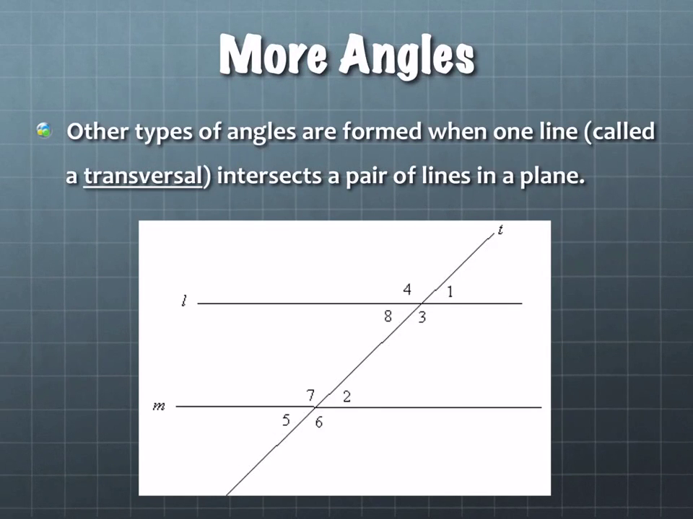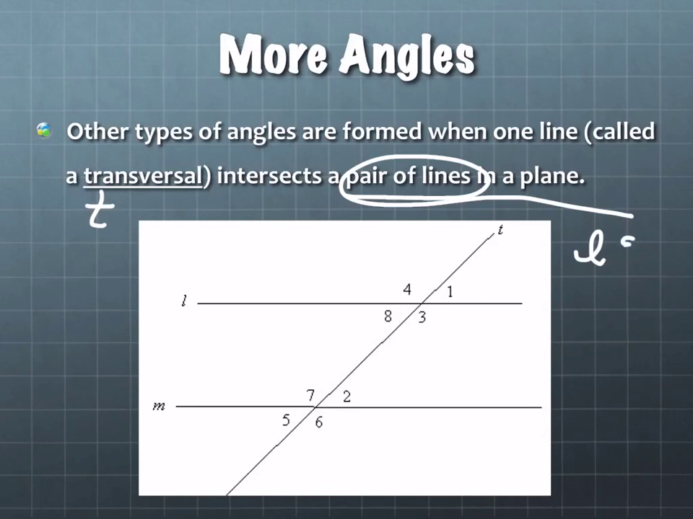All right. This diagram is going to be present on several of the remaining slides because it's useful. Other types of angles are formed when one line, called a transversal, intersects a pair of lines in a plane. Those two lines don't have to be parallel, but often they are in what we're talking about. In this diagram, it looks like which two lines are parallel? L and M. Do they have to be parallel? No. It would still be called a transversal even if those lines weren't parallel. So the transversal in this picture is T, and the pair of lines in this picture are L and M.